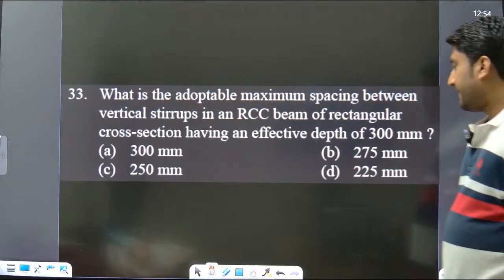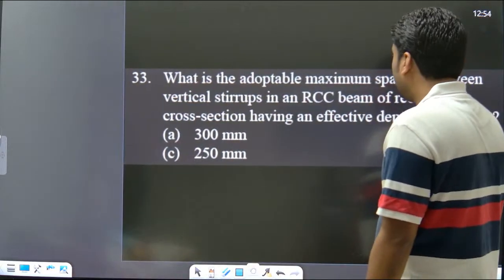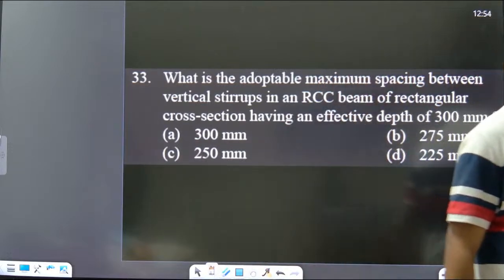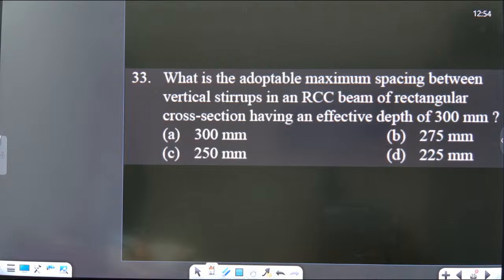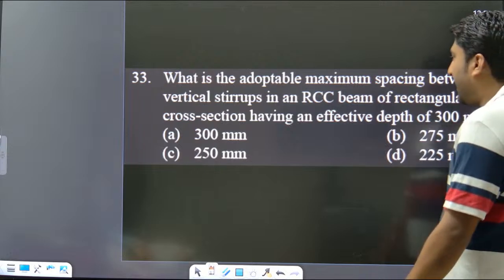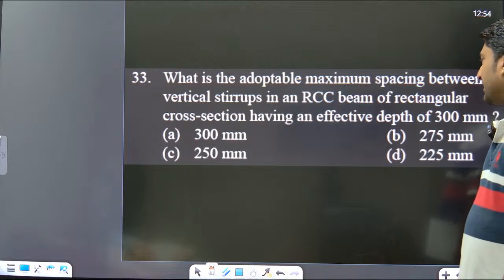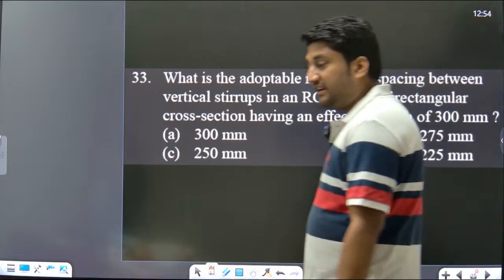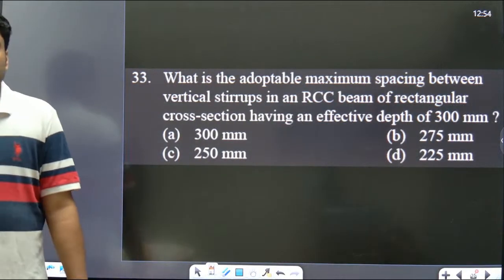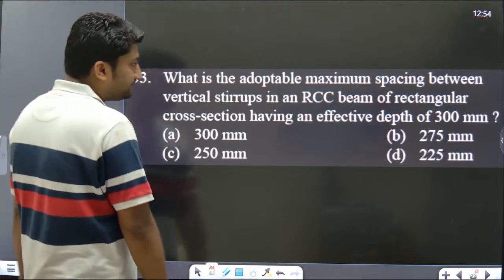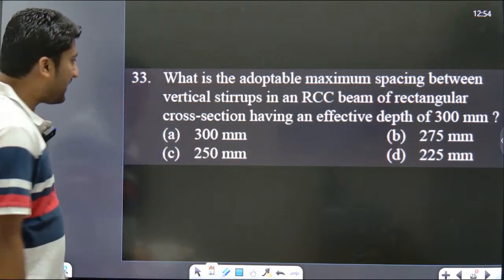Now moving ahead. Answer this question. Last three questions, guys. What is the adoptable maximum spacing between vertical stirrups in an RCC beam of rectangular cross section having an effective depth of 300 mm? What is the maximum spacing? The maximum spacing in vertical reinforcement is 0.75 D. Very, very good.